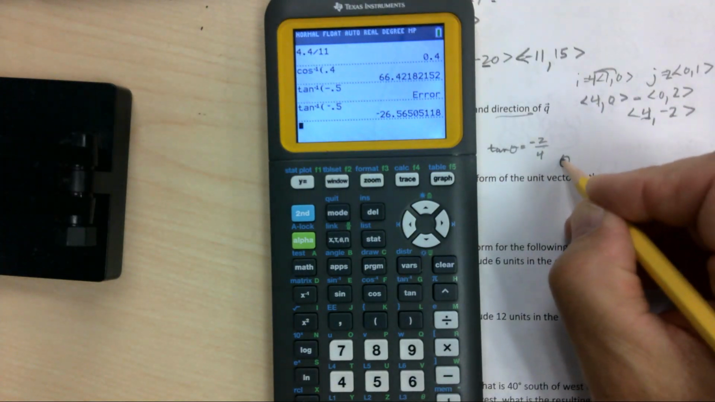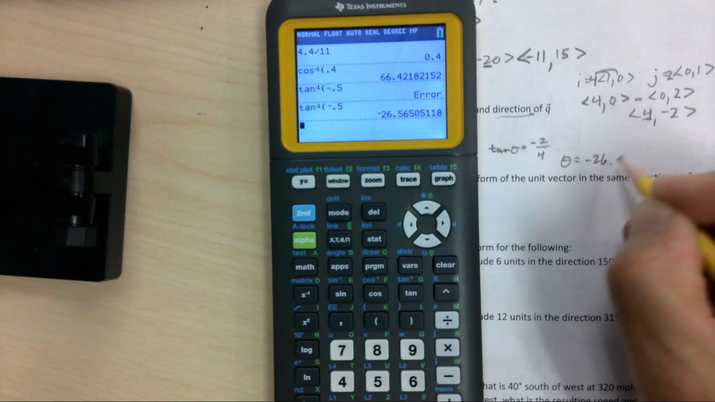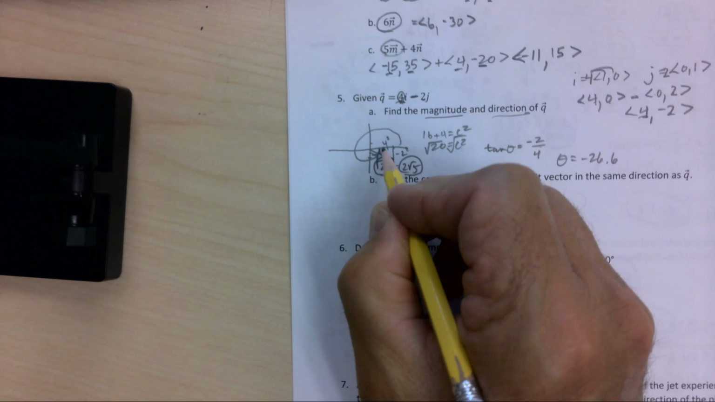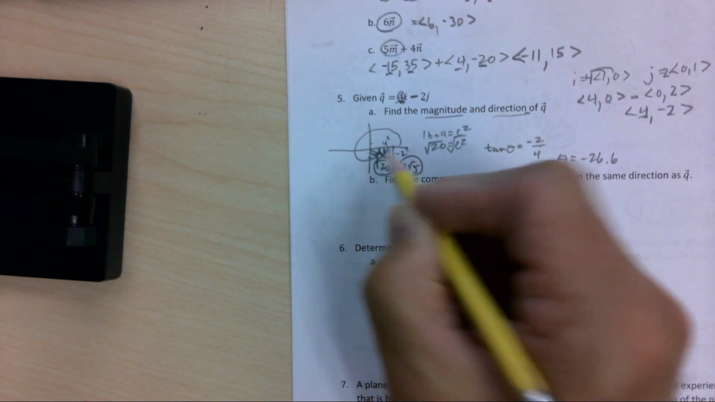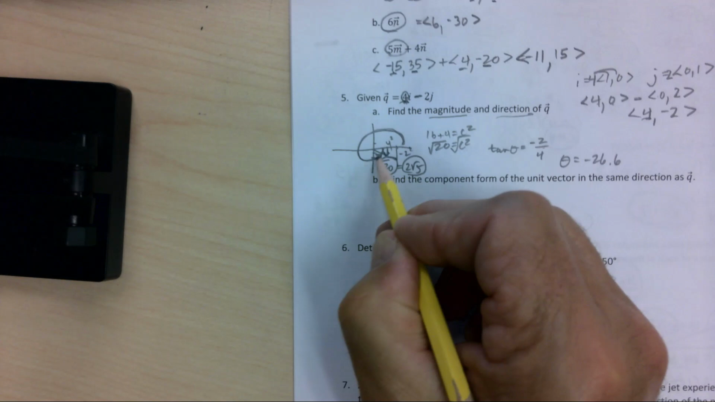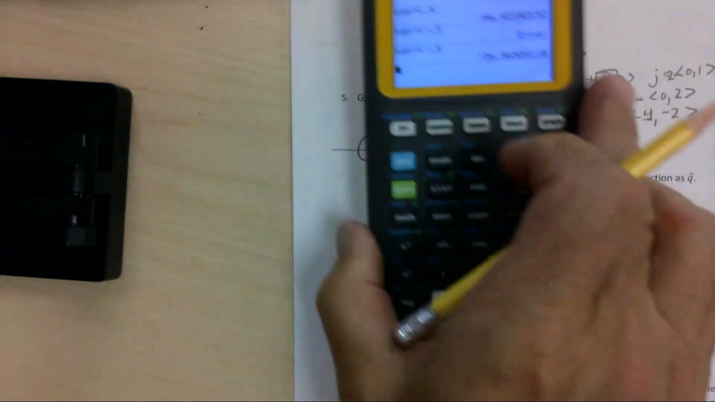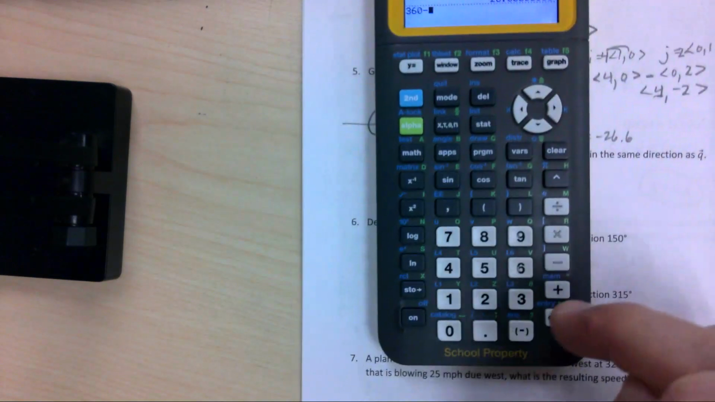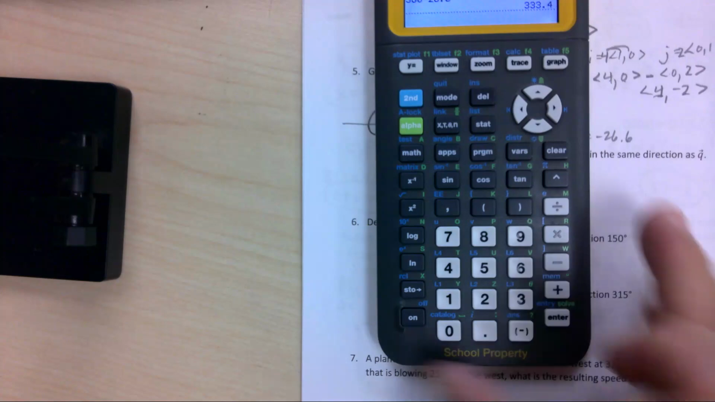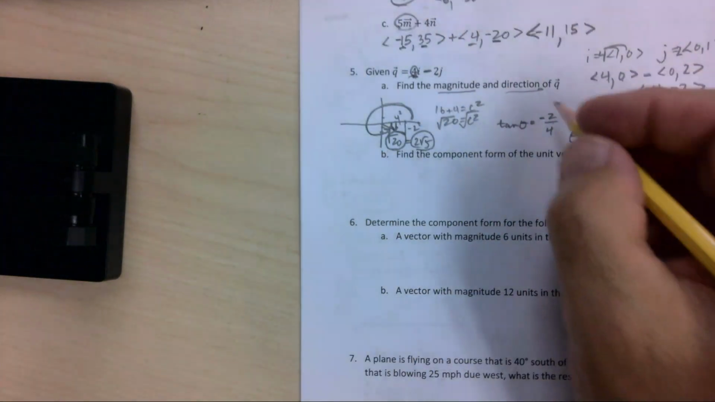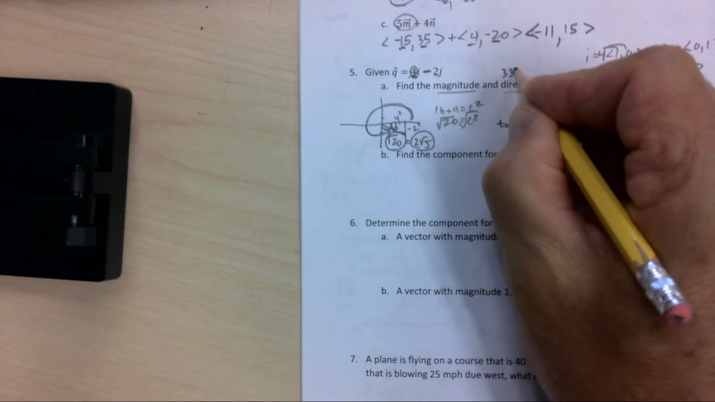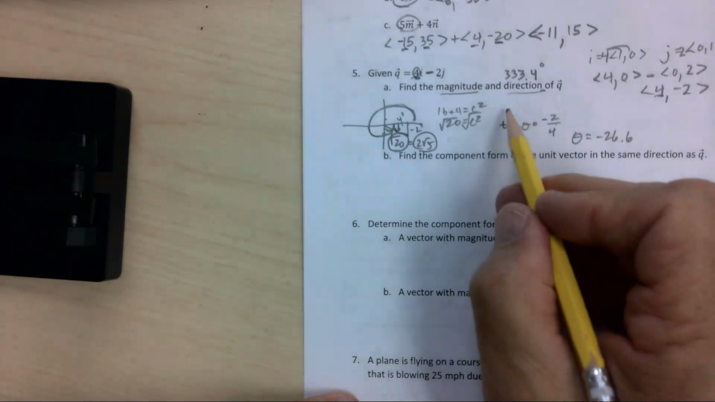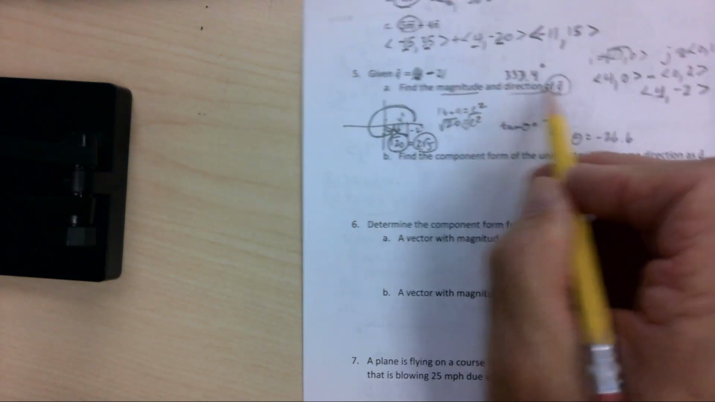So theta is negative 26 point, we'll round that to 26.6. That means that's what this is. To get to that situation, go down 26.6. But they want to know how far you spin the spinner to get there. So I'm going to take 360 minus 26.6. 333.4. So 333.4 degrees ends up being the direction of Q.